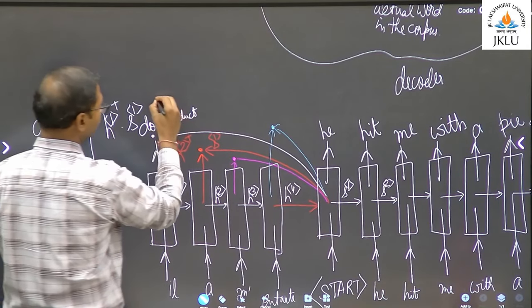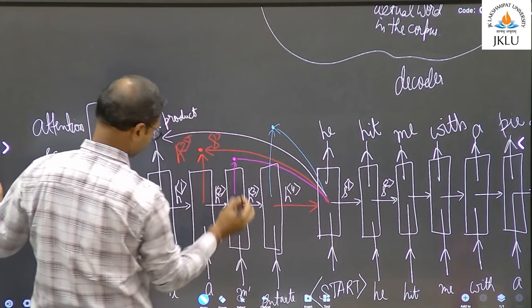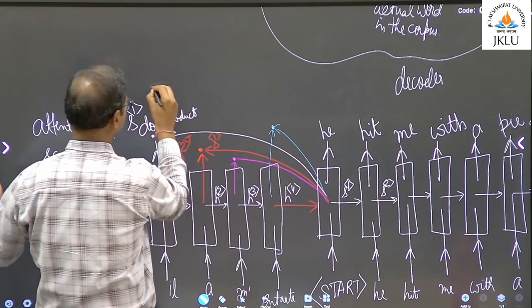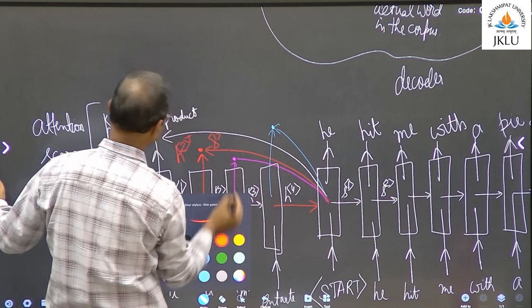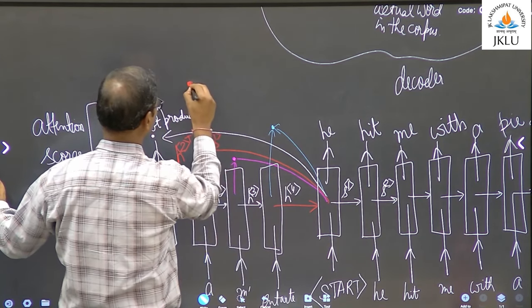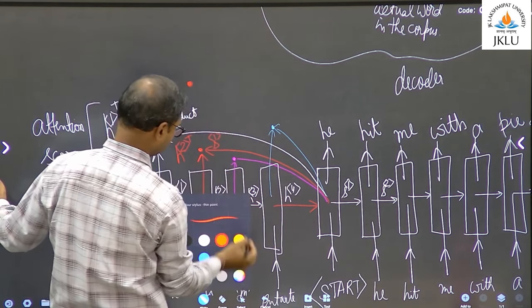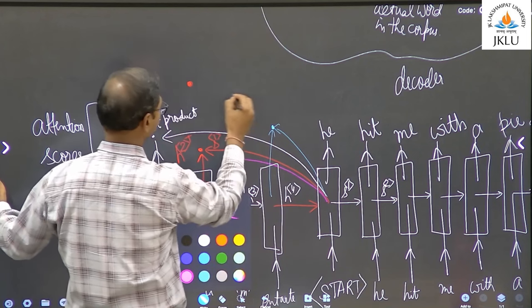So you have these numbers here, white, red, and then this was pink or purple.